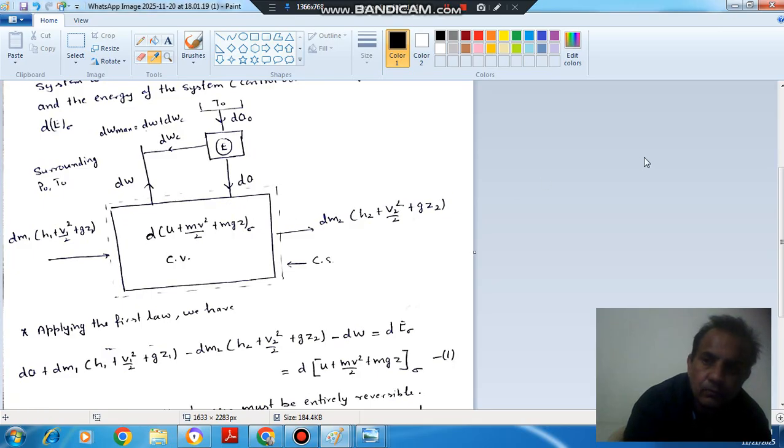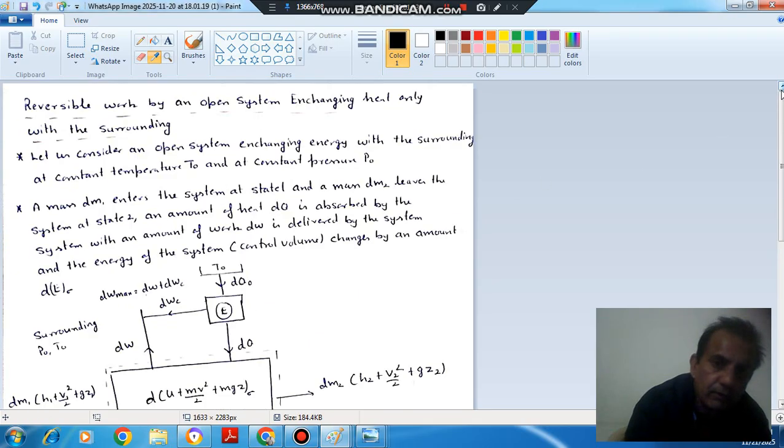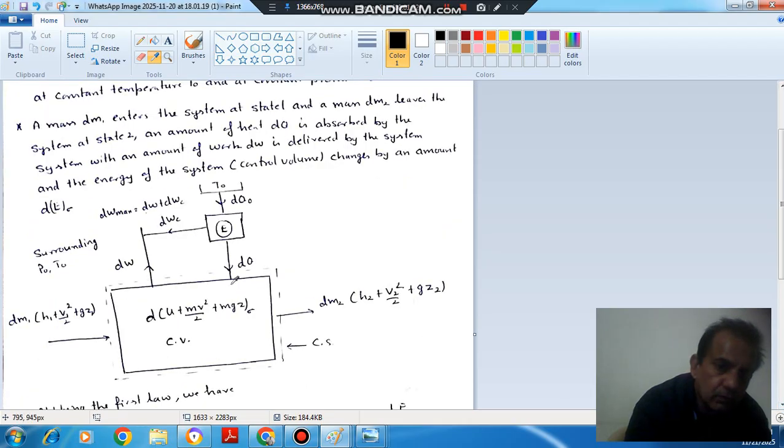Okay, so our topic now is to find out reversible work by an open system. Here dQ is input to the system. Suppose the system temperature is T and the surrounding temperature is T naught. If the heat is supplied from the surrounding at temperature T naught to the system at temperature T, then this will not be reversible.